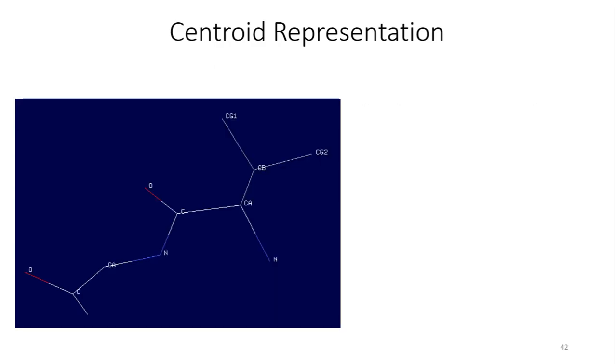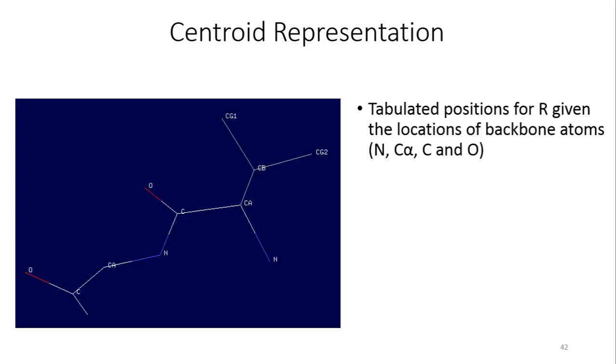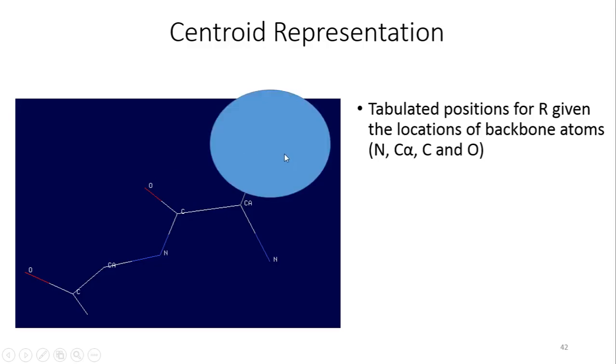Let us talk about this centroid representation now. So after considering the side chain as a single entity, what they did next is that they tabulated the position of your R given the location of backbone atoms, that is N, C alpha, carbonyl carbon and carbonyl oxygen. That is, they tabulated parameters for calculating the bumps.